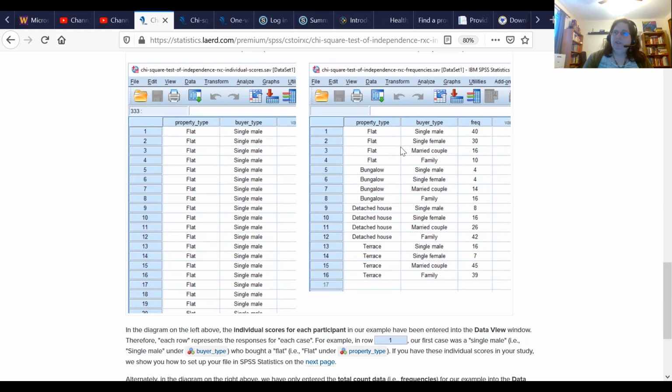Remember, there's 4 buyer types by 4 property types, which means we're going to have 16 rows here. 4 times 4, 16. So we have the flat for the single male, 40 frequency, flat for the single female, 30, flat for the married couple, 16, flat for the family, 10. Then we go on to bungalow, doing those same 4 types again. Detached house with the same 4 types. And terrace with the same 4 types. Each time putting in our frequencies.